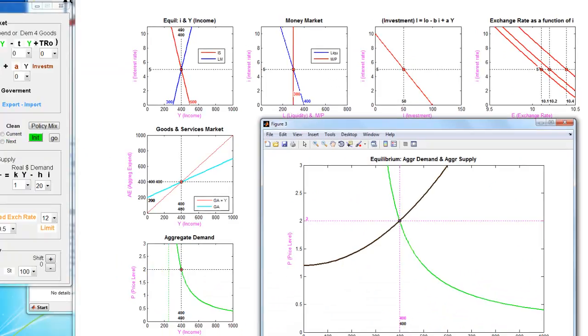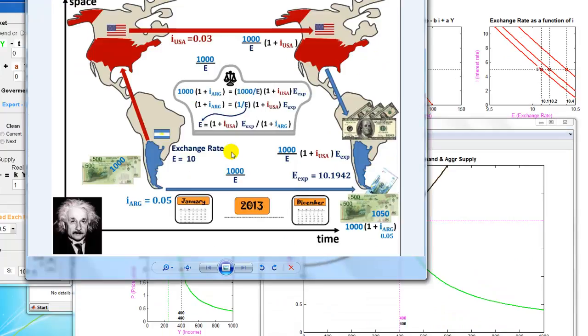And finally, if the local interest rate, in this case the interest rate in Argentina, goes up, then the exchange rate goes down, and vice versa. If this goes down, then the exchange rate goes up.